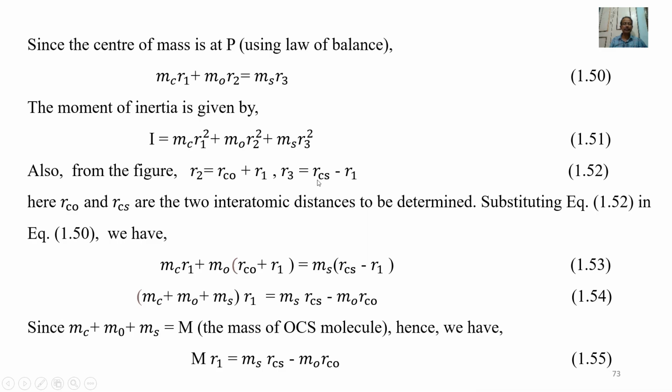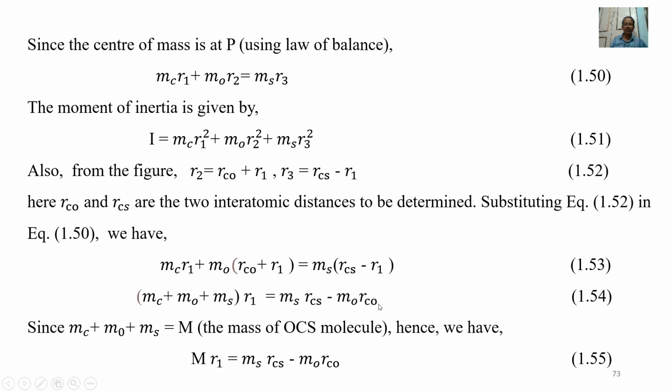m_C r1 plus m_O, instead of r2, you substitute r_CO plus r1, which is equal to m_S, instead of r3, r_CS minus r1. And separate m_C plus m_O plus m_S times r1. Just take common r1 out. We will have this equation 1.54.